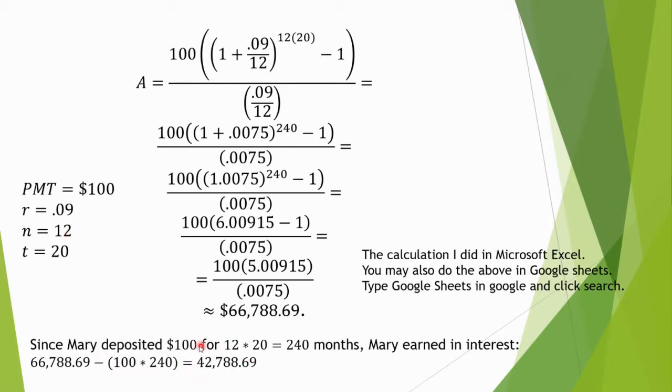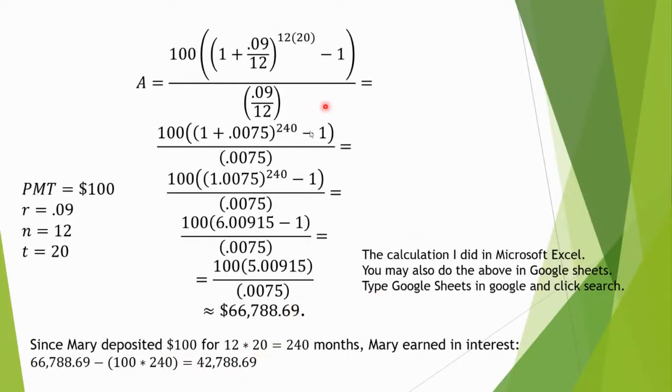And we end up with this. So this is the amount of interest she's getting. Remember, she's not making withdrawals, she's only making deposits. Just something I wanted to point out. So that's our first example.